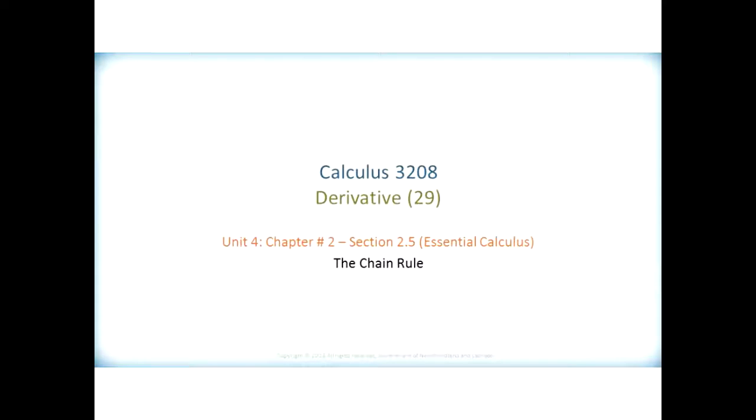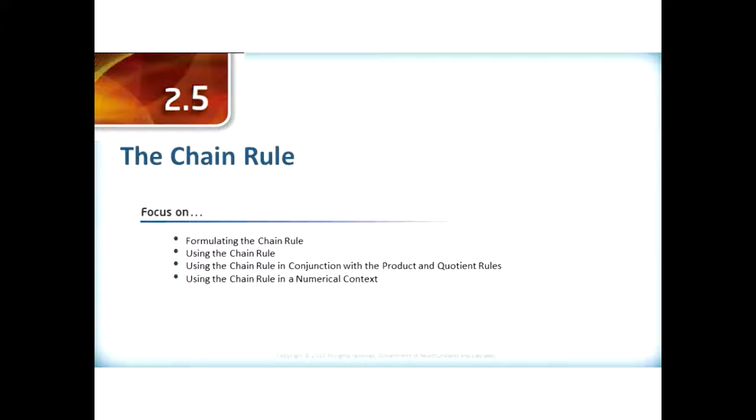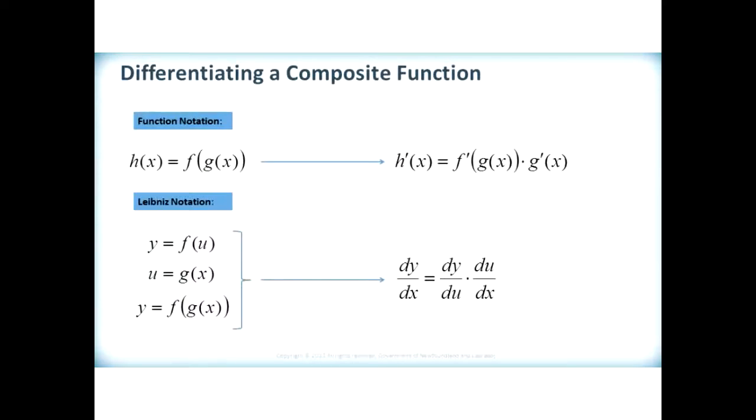So we're going to get started by looking at some of the key features of our chat today. We're going to look at how we formulate the chain rule, a couple of different ways to look at it. And we're going to look at how we use the chain rule in an algebraic context. Not just for chain rules, but we often end up using it in conjunction with the product and/or quotient rules, so we'll look at how we do that as well. And then we'll talk about using the chain rule for some numerical questions. Okay, so let's get started.